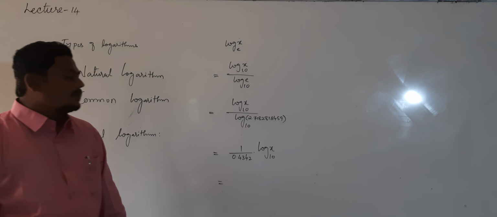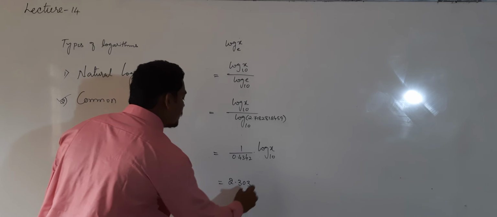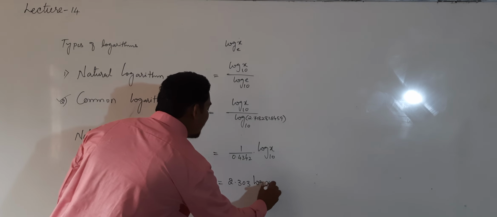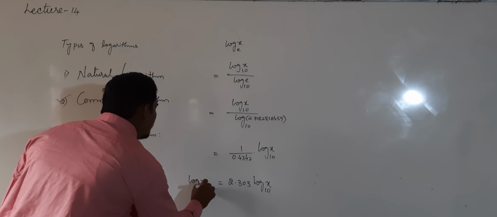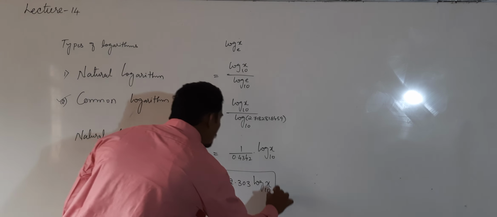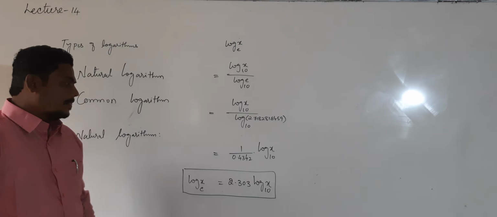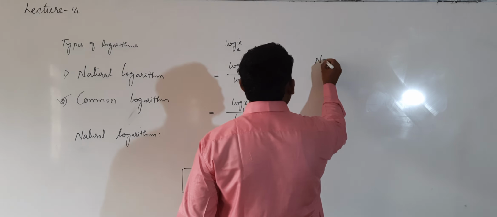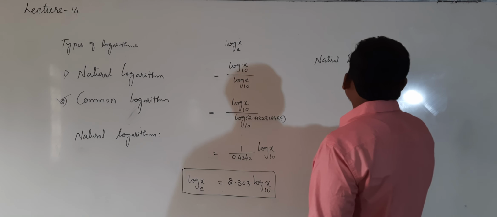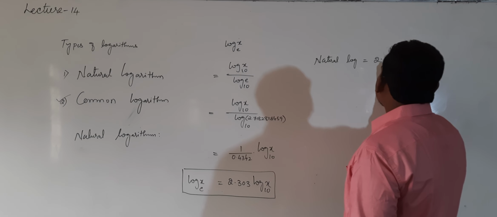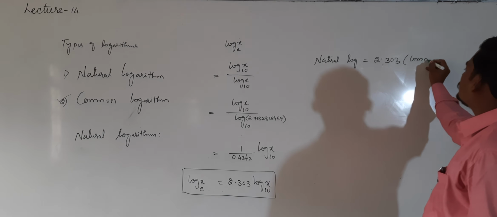1 divided by 0.4342 is nothing but 2.303 into log x to the base 10. Means log x to the base e equal to 2.303 into log x to the base 10. Means natural logarithm is equal to 2.303 times common logarithm.